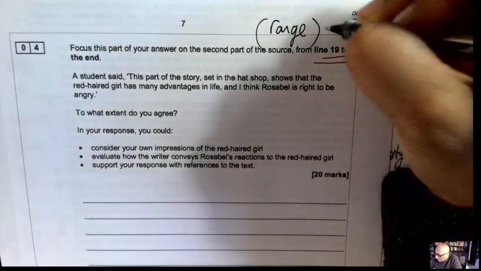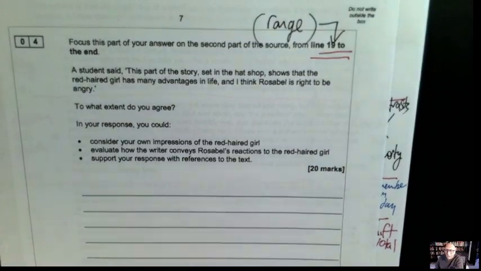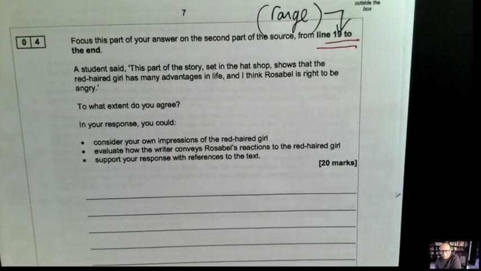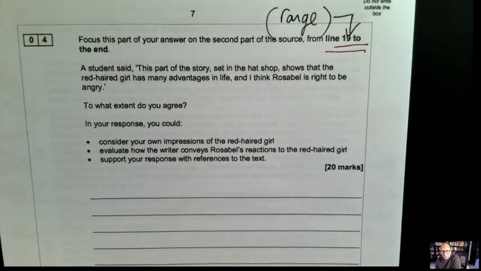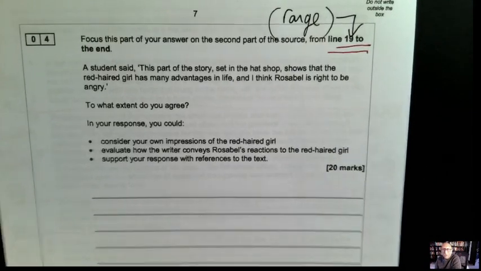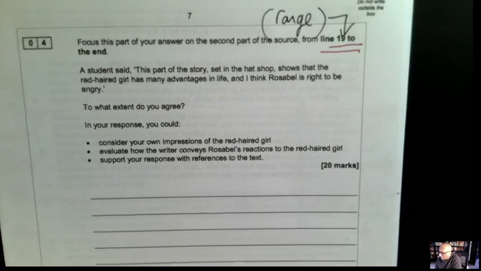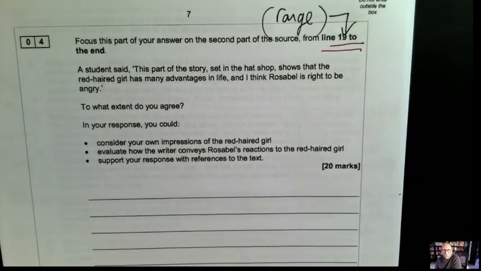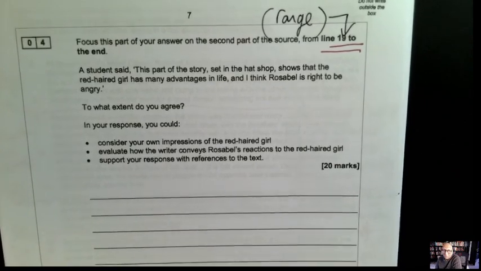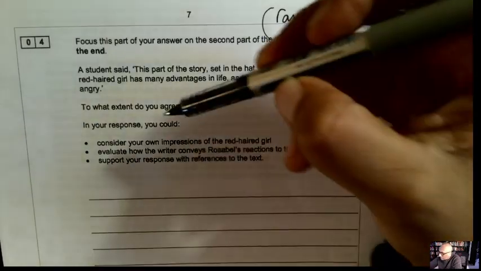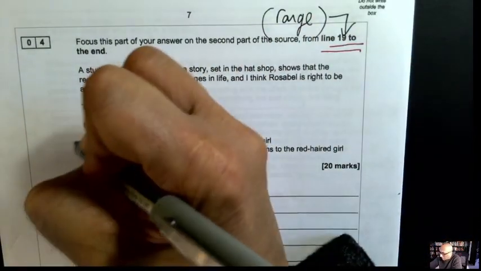Now, you've already known, we looked at the range in the last video because we know that gives us some insight into what's happening in question 3, because at line 19 something important often happens. Then you get this really strange statement. This part of the story, set in the hat shop, shows that the red-haired girl has many advantages in life, and I think Rosabel is right to be angry. To what extent do you agree? Okay, well, let's think. Consider your own impressions of the red-headed girl.